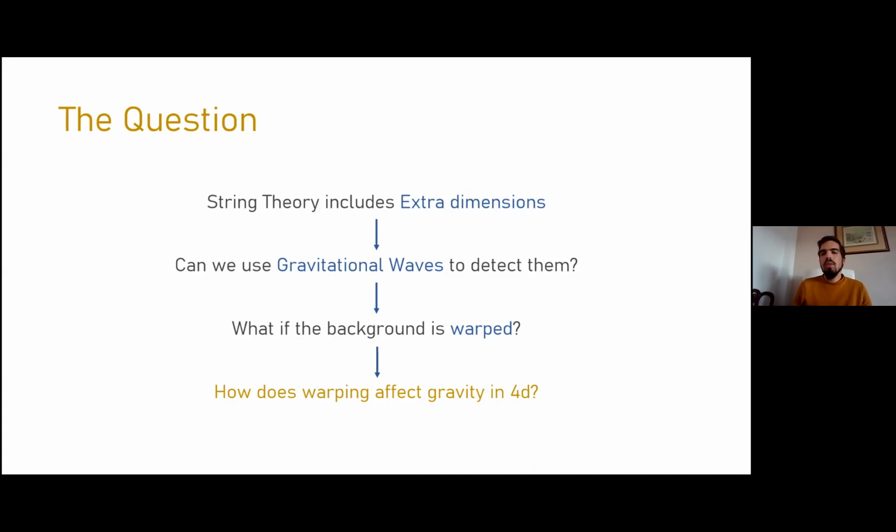It usually turns out that the effects that come from these extra dimensions appear at very high energies, at very high frequencies in the language of gravitational waves. And it becomes really hard to detect these signals. This is exactly where the warping can be useful. Usually warping is used when you have a very high energy scale and you want to bring it down to more accessible energies. And they are very common in string theory compactifications. So the first thing you want to ask is, how does warping affect your gravity in 4 dimensions?